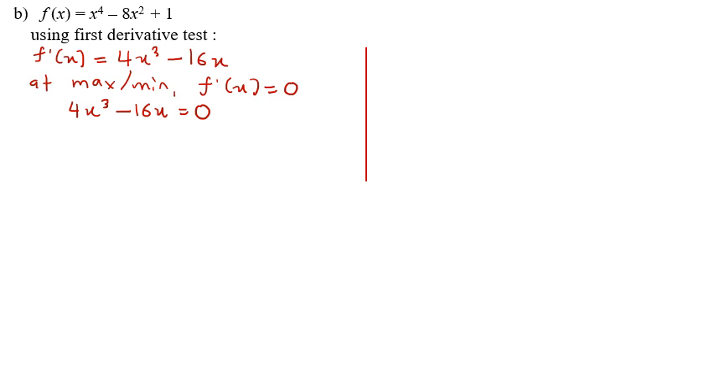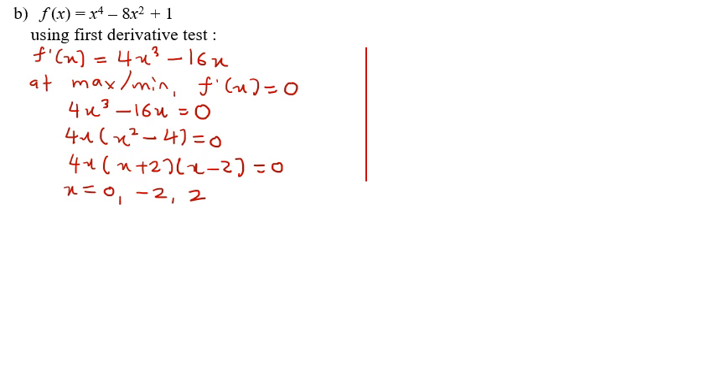And then we notice that we can factorize x and also 4. So factorize, inside there we get x squared minus 4. And this x squared minus 4 can be further factorized to be x plus 2 and x minus 2. So with that, straight away we determine these three values, that is the critical values: x equals 0, negative 2, and 2.